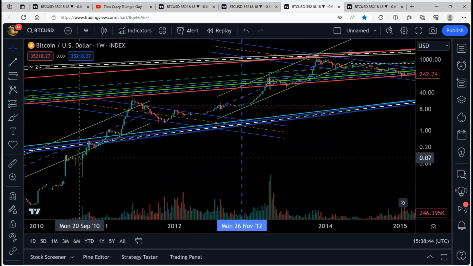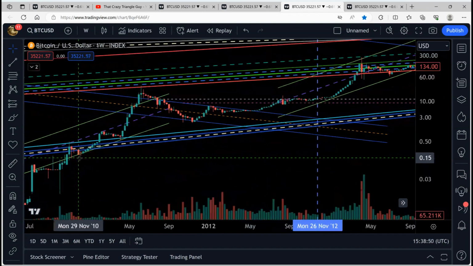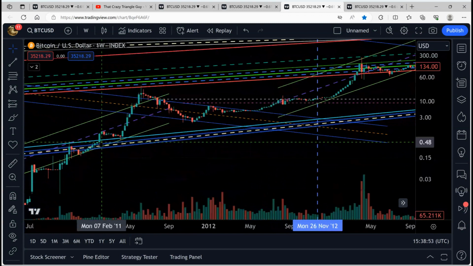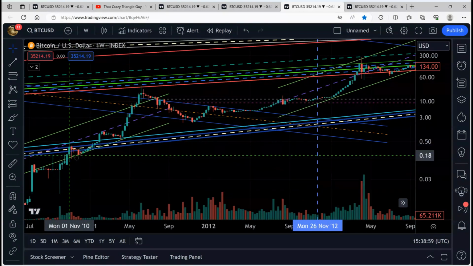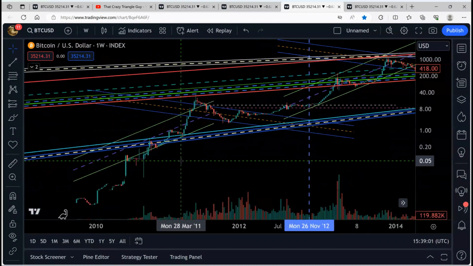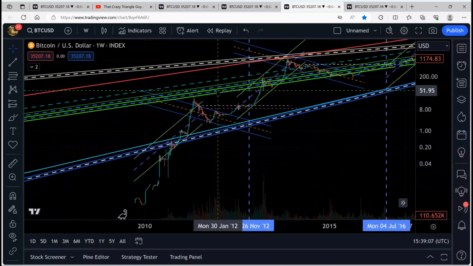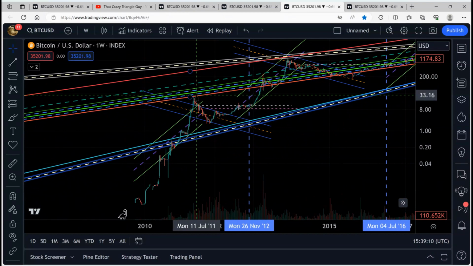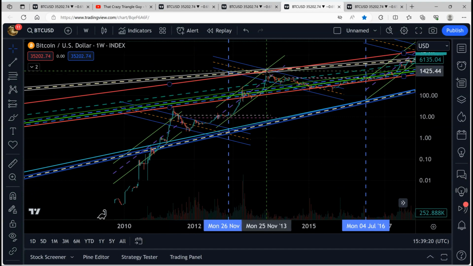Let's zoom in a little bit to see what it did here. You kind of see where it came right down about to it there. But whatever, I could be just grasping. So, also the green channel here, switch back to the green channel, starts from this all-time high in June of 11. And the white channel starts at this high in November of 2013.